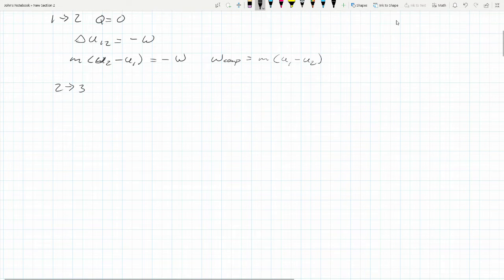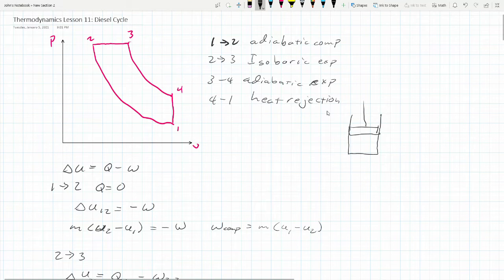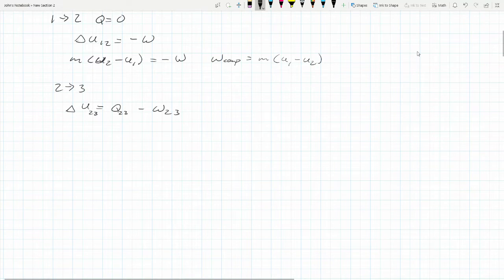So delta U23 is equal to Q23 minus W23. Now, how do we find the work of the system? Well, if you recall, work over mass is equal to the integral of pressure times the change in volume. Well, in an isobaric process pressure is constant, it doesn't change with respect to volume. Therefore, your work equation becomes P delta V.